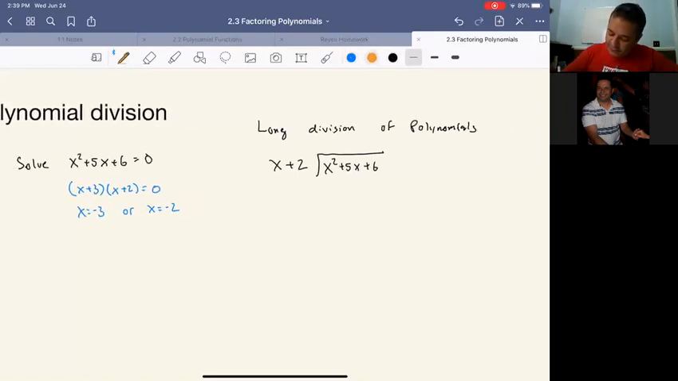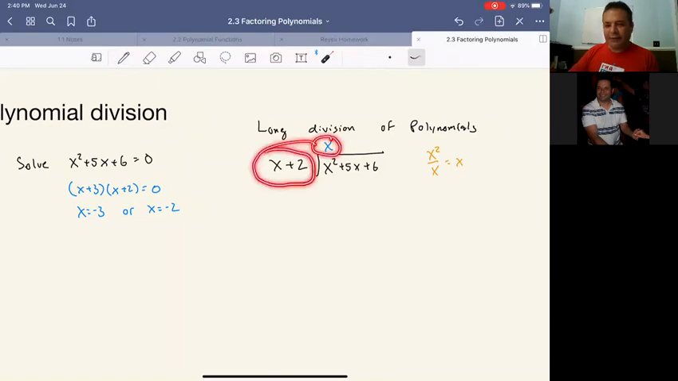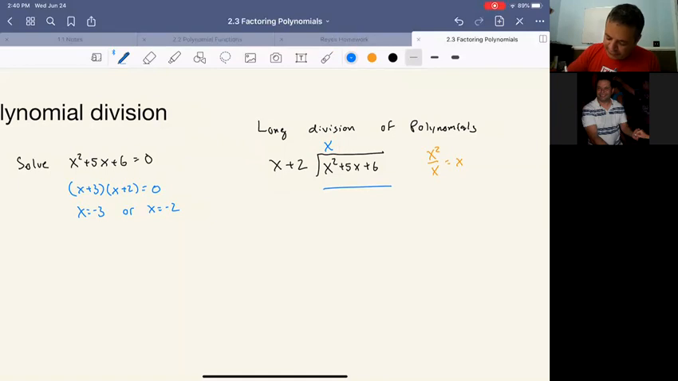Let's start by taking this x squared and divide it by this x. When we take x squared divided by x, that gives us x, and we're just going to put an x right up top here. Now we're going to take this x and multiply it by this x plus 2, and put it right underneath this x squared plus 5x plus 6. So x times x plus 2 is x squared plus 2x. Now I'm going to put parentheses around it and subtract.